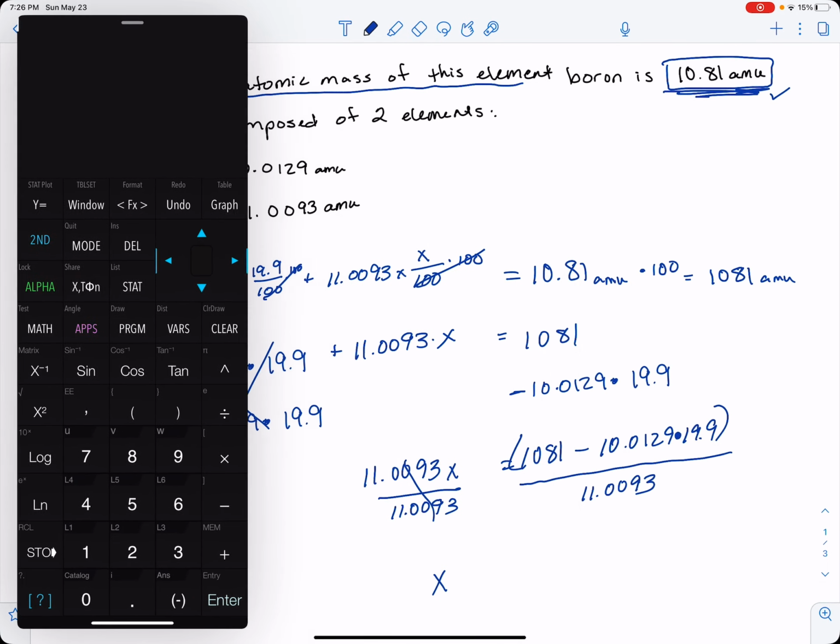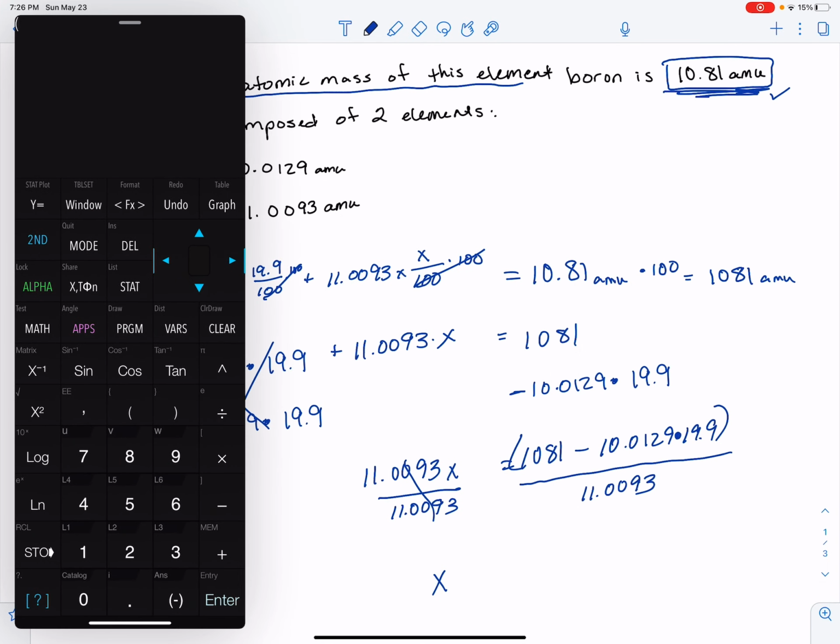So I'm going to solve this. I'm going to put parentheses in because I want that whole numerator all together. 1081 minus 10.0129 times 19.9, parentheses closed, and then divided by 11.0093. And if you'll notice on that exponent, I'm not going to write it in scientific notation. I'm just going to write that it's 80.09. You can put some extra ones in.